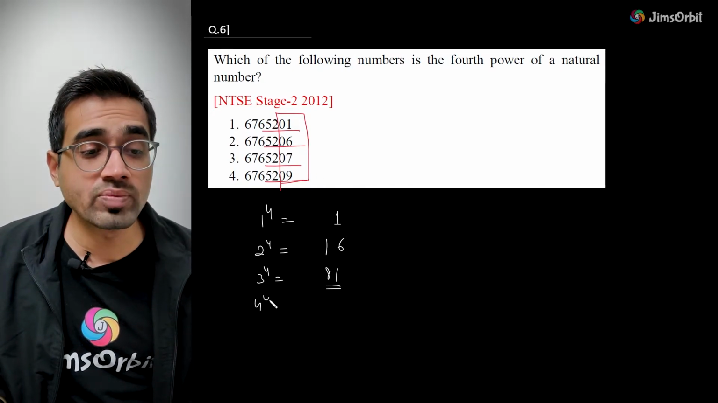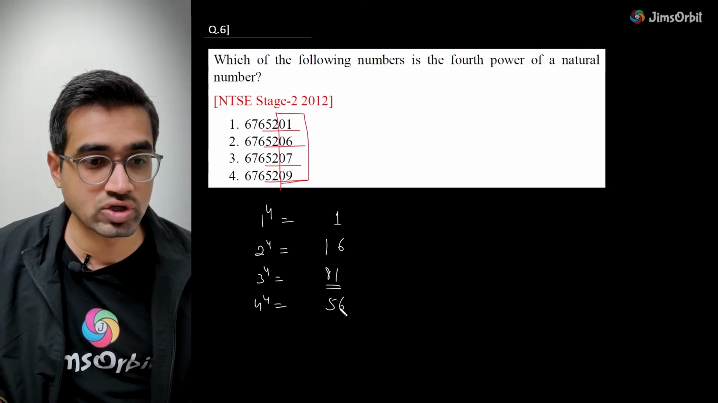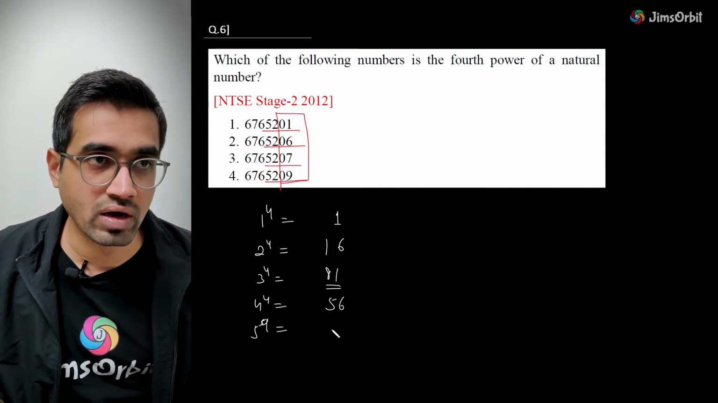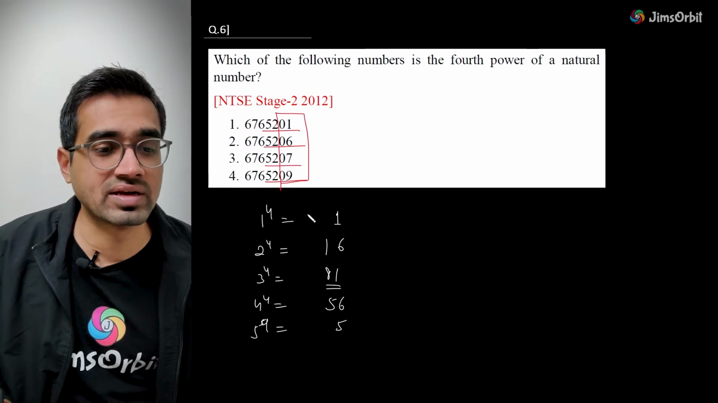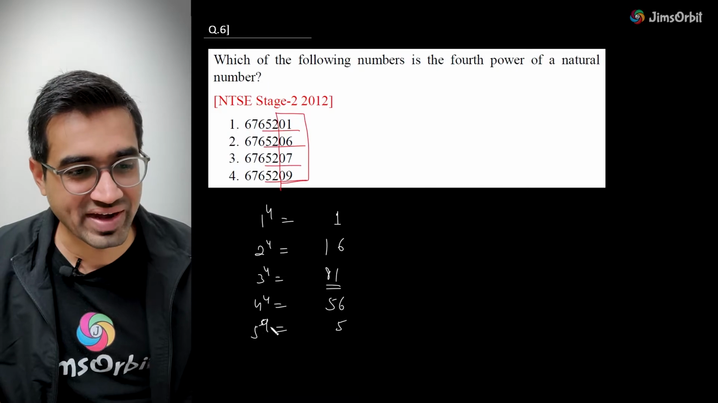Okay. 4 to the power 4. 16, 256. 56, not happening. 5 to the power 4. 25, 625. 25. I think it will be something like 25 in the end, but there is no 25 in the options. So leave it. Why waste my time finding it?